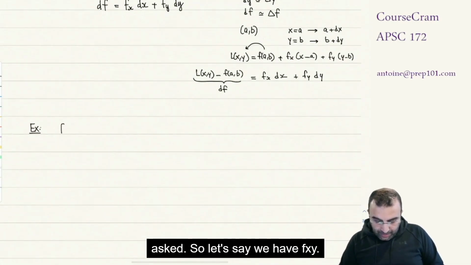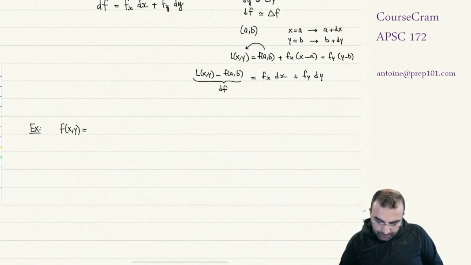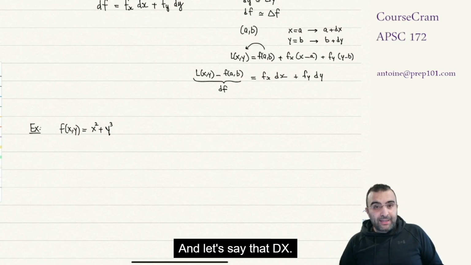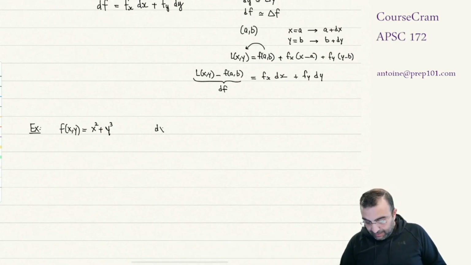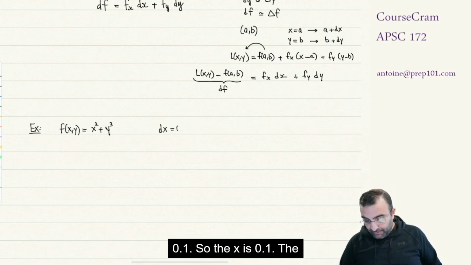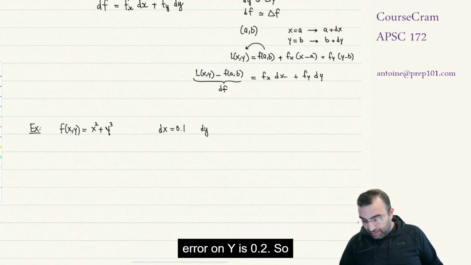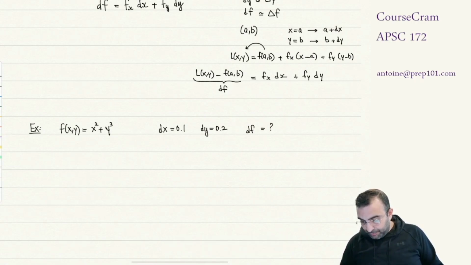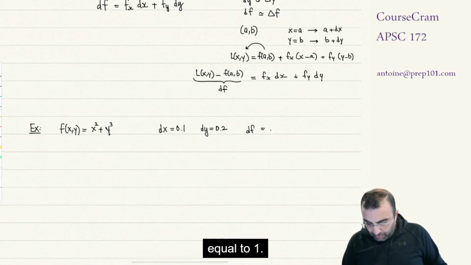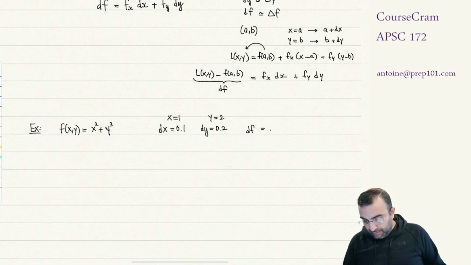So let's say we have f(x,y) equals x squared plus y cubed. And let's say sometimes they tell you the error on x is 0.1, so dx is 0.1. The error on y is 0.2. So what would be df? Of course, at, let's say, x equal to 1 and y equal to 2.